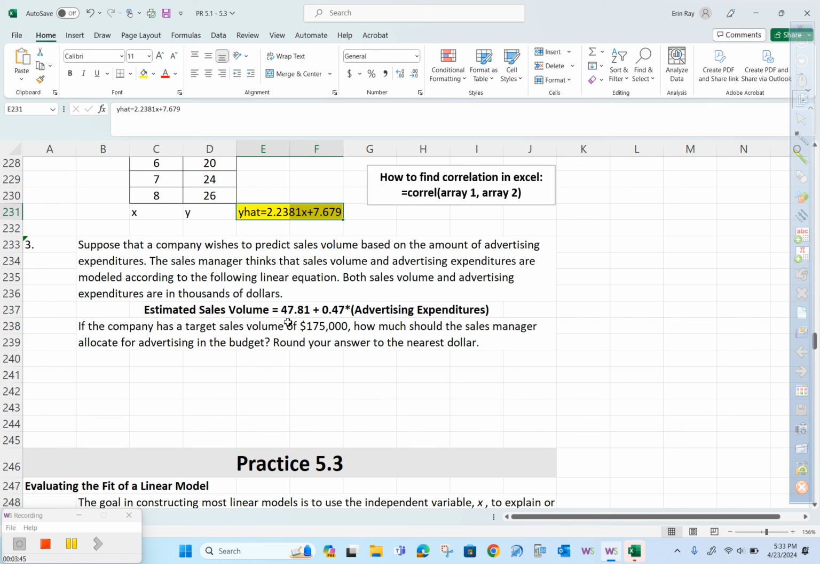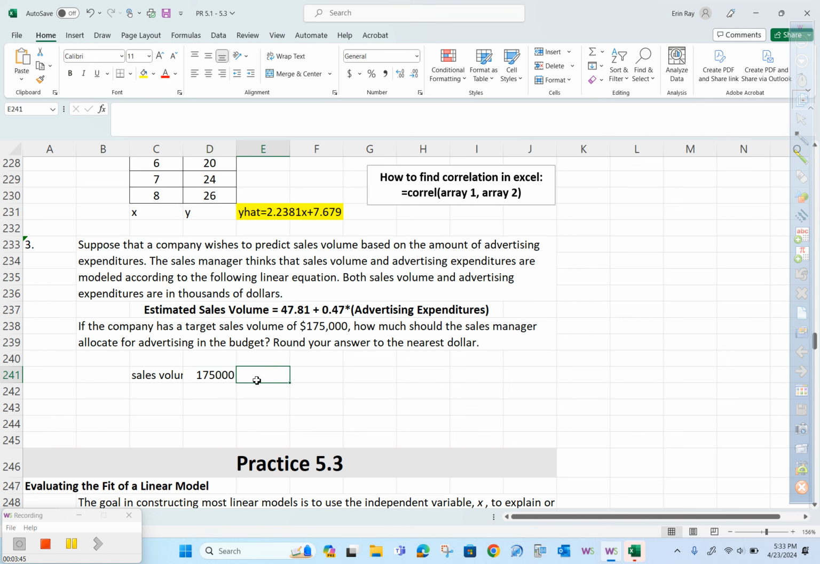Okay, so here it says the company has target sales volume of 175,000. How much should the manager allocate for advertising in the budget? So first thing we're going to do when we're given a problem is decide whether it's the x value or the y value in context. So we were given 175,000, and that for us is the target sales volume. So that's our sales. Then we look up here, and that would mean it goes in right here.